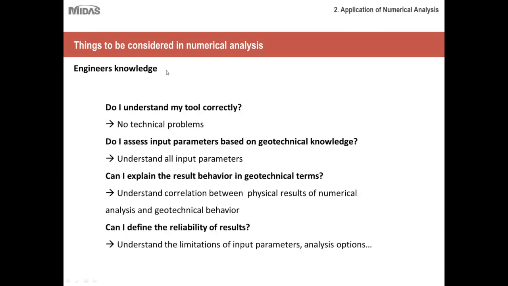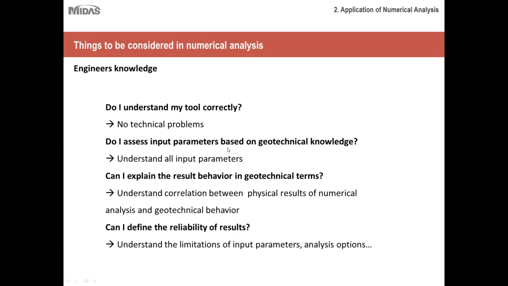Okay, so engineer's knowledge. Here are some things that we encourage all engineers to ask themselves before they run their numerical analysis. First and foremost, do I understand my tool correctly? Do I understand how to use the software? Do I understand where to begin? If you don't, it's going to lead to technical problems. If you don't fully understand your tool, there's a number of things you can do. You can check the manual, you can call technical support, but don't just start your project. Make sure to learn as much as you can about what you need for your tool before you get started.